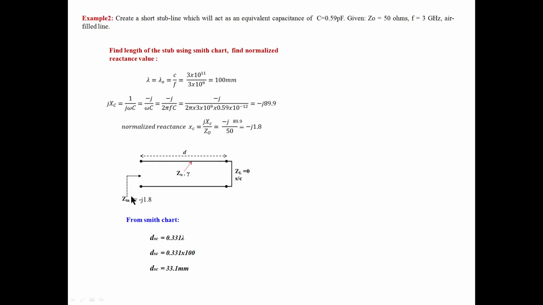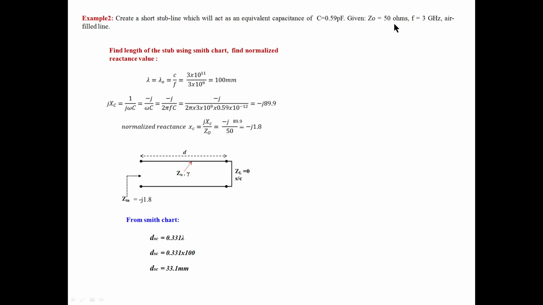then the input impedance is a capacitance, and its value is C equal to 0.59 picofarad. Your input capacitance is 0.59 picofarad. Reactance is minus 1.8. The equivalent capacitor is 0.59 picofarad if the length is 33.1 mm. It is operating at 3 gigahertz only. You can compare with the previous problem.